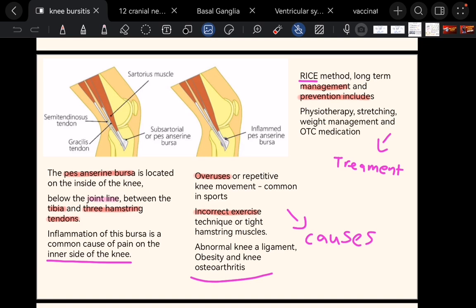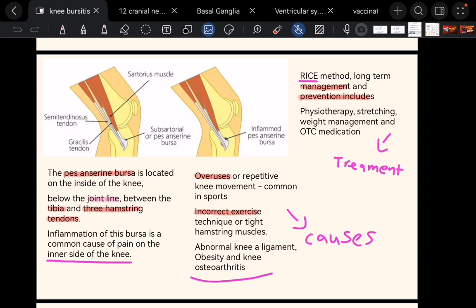Now, this is actually inflammation. So when it gets inflamed, right, it can be caused by overuse or repetitive movement, such as in sports. It's more common in sports. Also can be caused by improper exercise technique or tight hamstring muscles, abnormal knee alignment, obesity, or knee osteoarthritis as well.